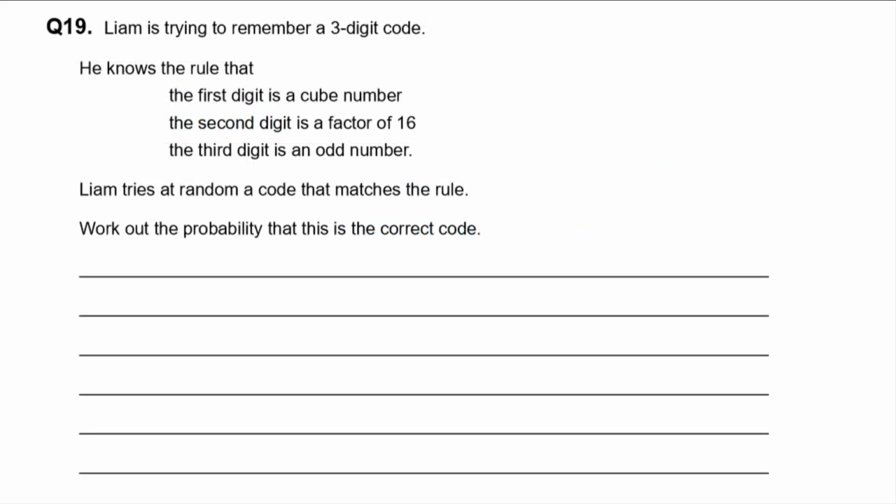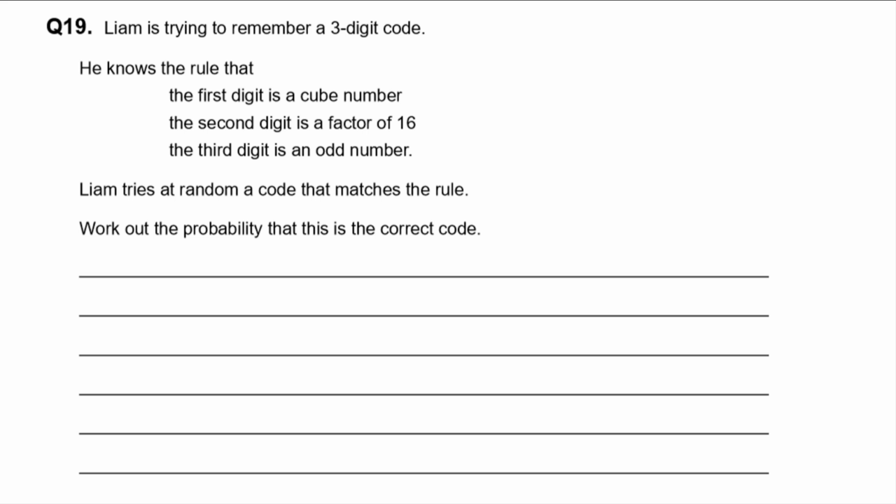Question 19, Liam is trying to remember a 3-digit code. He knows that the first digit is a cube number, the second digit is a factor of 16, and the third digit is an odd number. Liam tries at random a code that matches the rule. Work out the probability that it's the correct code. Okay, so what is probability? It's successful outcomes divided by total outcomes. So in order to work out that probability, I need to know the total number of codes possible, and then I can work out the probability then, can't I?